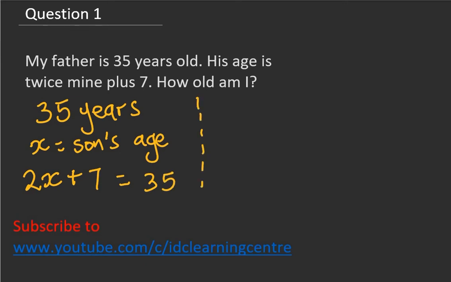Now, what I've done, I've derived an equation for question 1. So we need to now solve this equation, 2x plus 7 equal to 35, to get the son's age. Remember, this x represents the son's age. The first thing we are going to do is to collect like terms. This 7 has a positive sign. As it crosses the equal to sign to meet 35, this plus will change to minus.